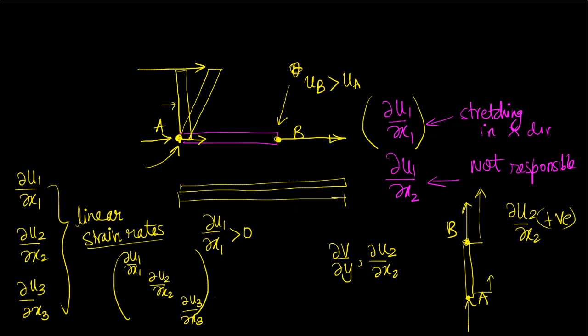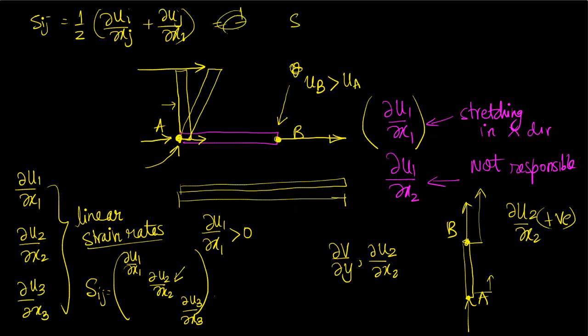and you can easily show that these are also the diagonal components of the tensor Sij, because as we have seen, Sij is half del ui del xj plus del uj del xi, and if I choose i and j to be both 2, I simply have, for example, S22 equal to half del u2 del x2 plus del u2 del x2, and this is equal to simply del u2 del x2. Similarly, you can do the calculation for S33.